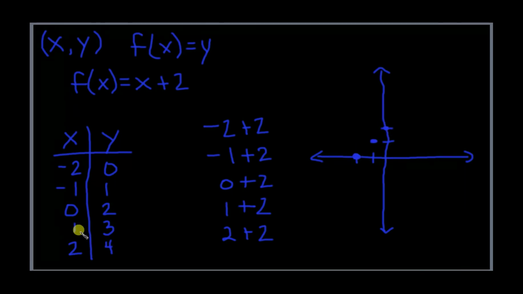Our fourth point is 1, 3. 1 on the x, 3 on the y. So we're going to move 1 in the positive direction, and we're going to move up 3 on the y, and that's going to be about right here. Our final point is over 2 on the x and over 4 on the y. So here's over 2, here's up 4. We're going to plot this about right here. And you can see from the points that we've plotted that you have a straight line. So you have a linear function.